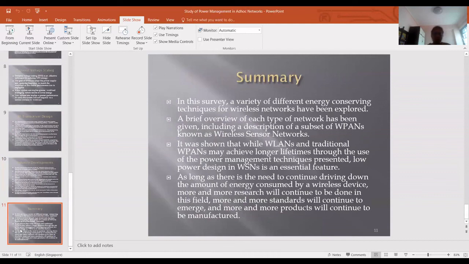Finally, to summarize, in this survey a variety of different energy conserving techniques for wireless networks have been explored. A brief overview of each type of network has been given, including a description of a subset of wireless networks known as wireless sensor networks. It is shown that while wireless LANs and traditional wireless networks may achieve longer lifetimes through the use of the power management techniques presented, low power design in wireless sensor networks is an essential feature. As long as there is the need to continue driving down the amount of energy consumed by a wireless device, more and more research will continue to be done in this field. More and more standards will continue to emerge, and more products will continue to be manufactured.